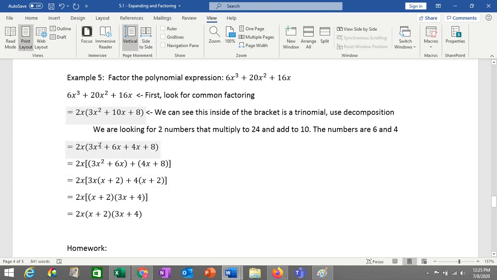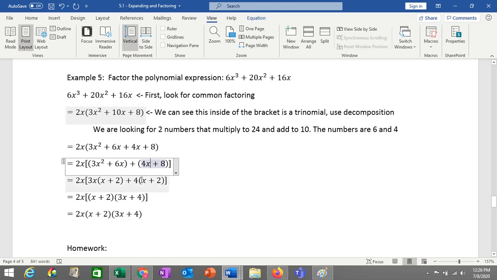Okay, so once we've done that, we're now going to do grouping on this. So we're going to group 2 of these terms together. So I'm going to group the 3x squared plus the 6x. If you included the 4x instead of the 6x, you can still get the right answer. So I'm going to group those 2, and I'm going to group those 2. Out of the 3x squared and the 6x, I can factor out a 3x. 3x squared divided by 3x is x. 6x divided by 3x is 2. Easy. 4x plus 8, I can factor out a 4.